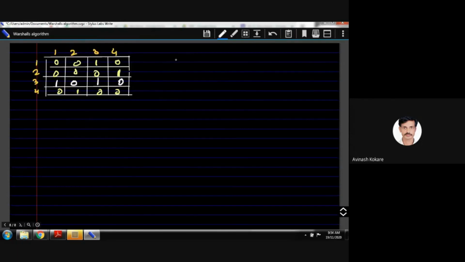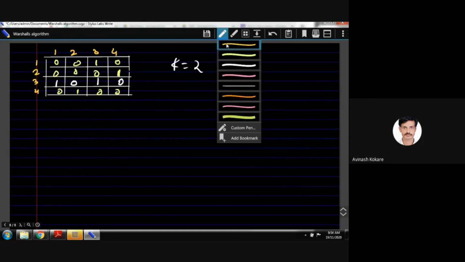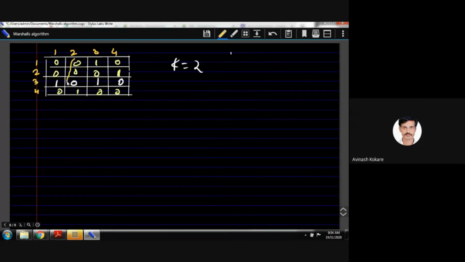Okay, now you will take k equals to 2. So what will be the k equals to 2? You will first mark the second column because k is equal to 2, and we'll check which row is containing 1. So here row number 4 is containing 1. So modify row 4. And how will it be modified? By ORing it with row number 2.